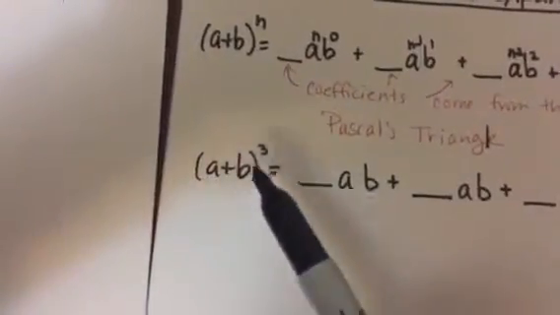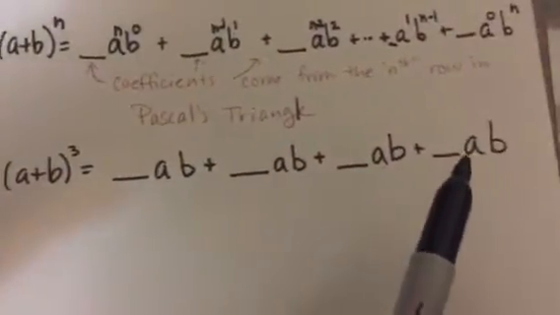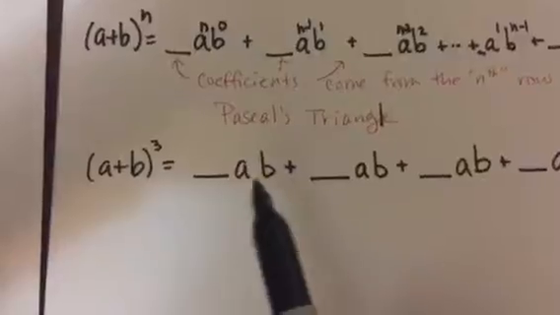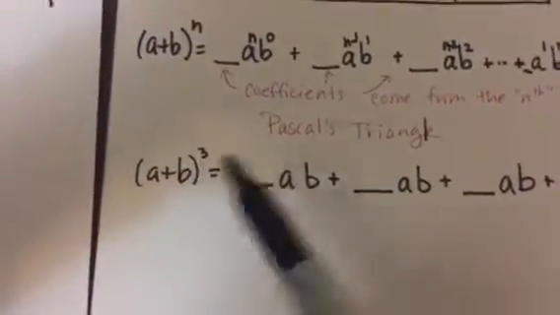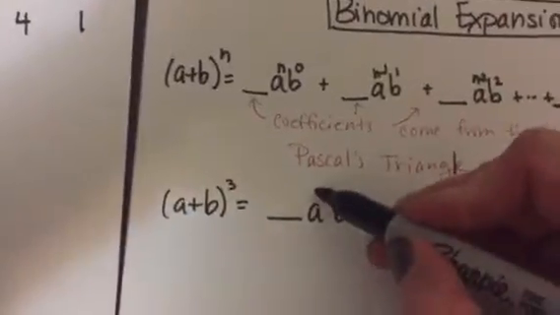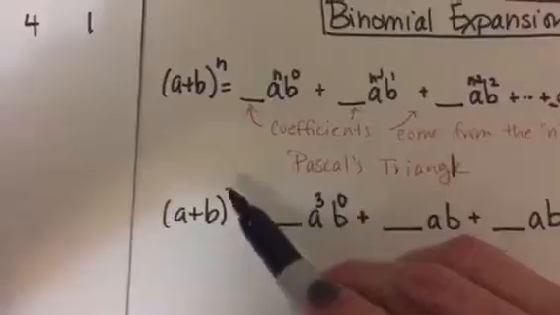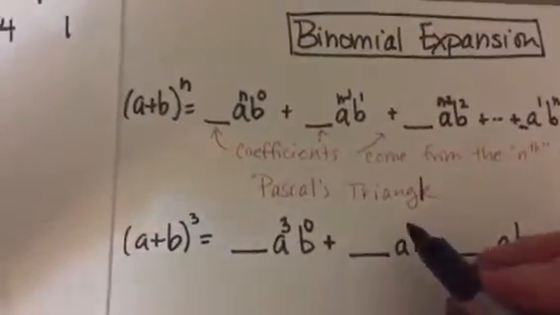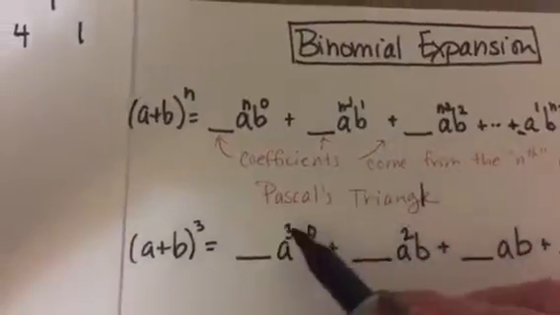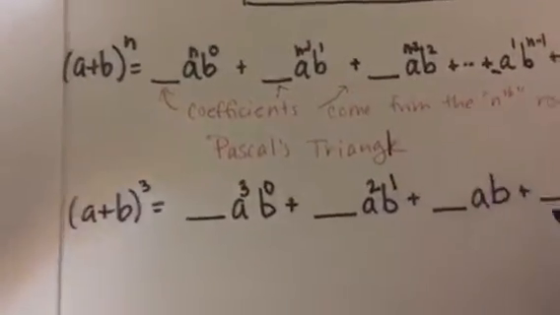Okay, here's an example, a plus b cubed. I have a fill in the blank for each coefficient in the answer, and I have an a and a b. And so this is kind of the pattern that we fill in. N is 3, so here, this a gets 3, b gets none. Notice 3 plus 0 equals 3. Then here, a gets 2, 3 down to 2, and then b gets 1. 2 plus 1 again equals 3.